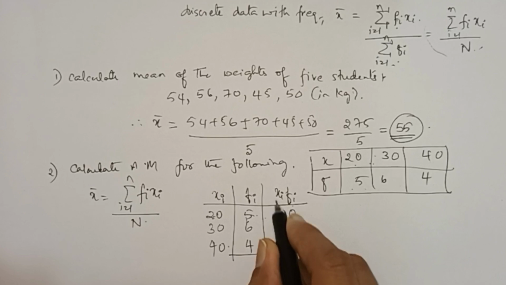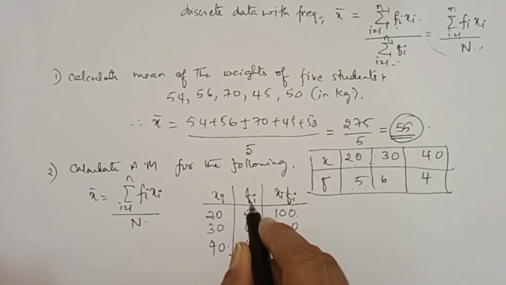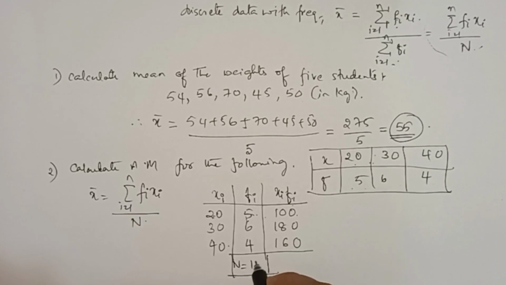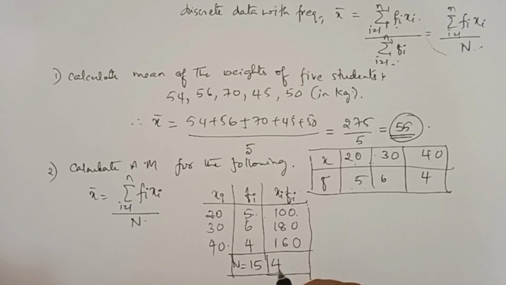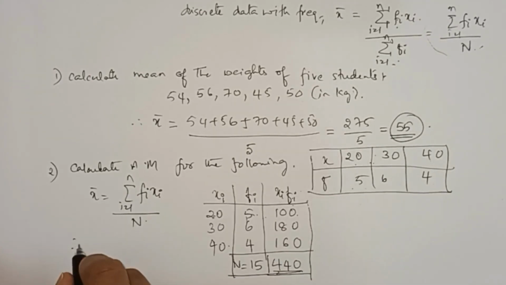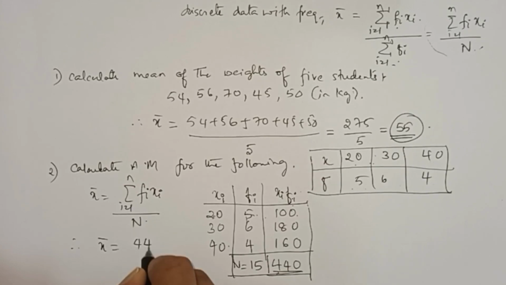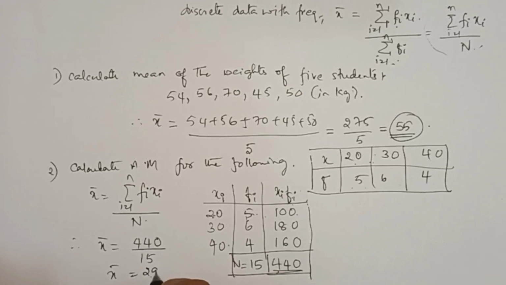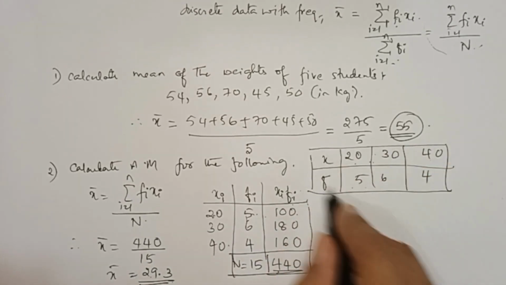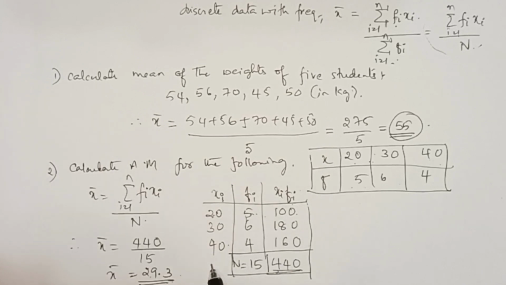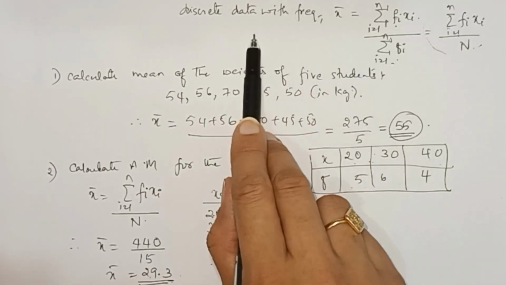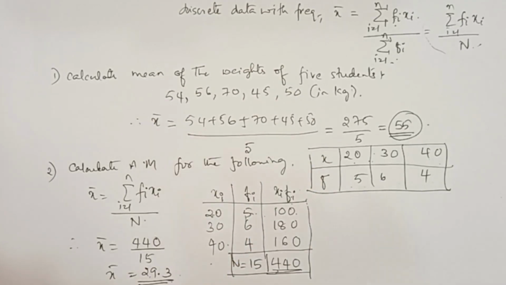I need the sum of xi fi, then I need the sum of fi. This is capital N equal to 15. Then the summation of xi fi, when you add up all these values, you will get 440. Therefore, mean x bar equal to 440 divided by 15. So x bar equal to 29.3. So the entire sample is represented by a single average value, which is nothing but 29.3. This is how we find out the arithmetic mean for discrete data with frequencies and without frequencies.